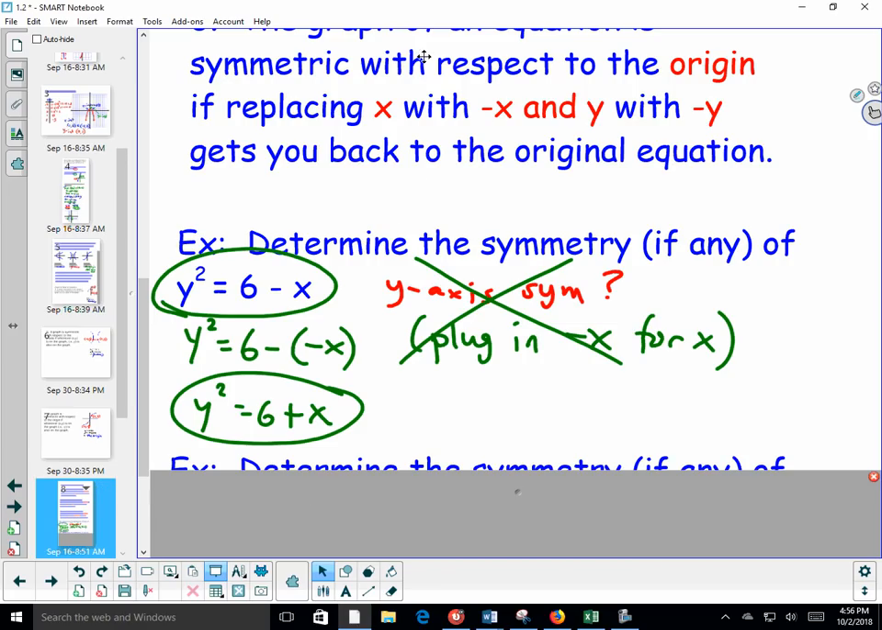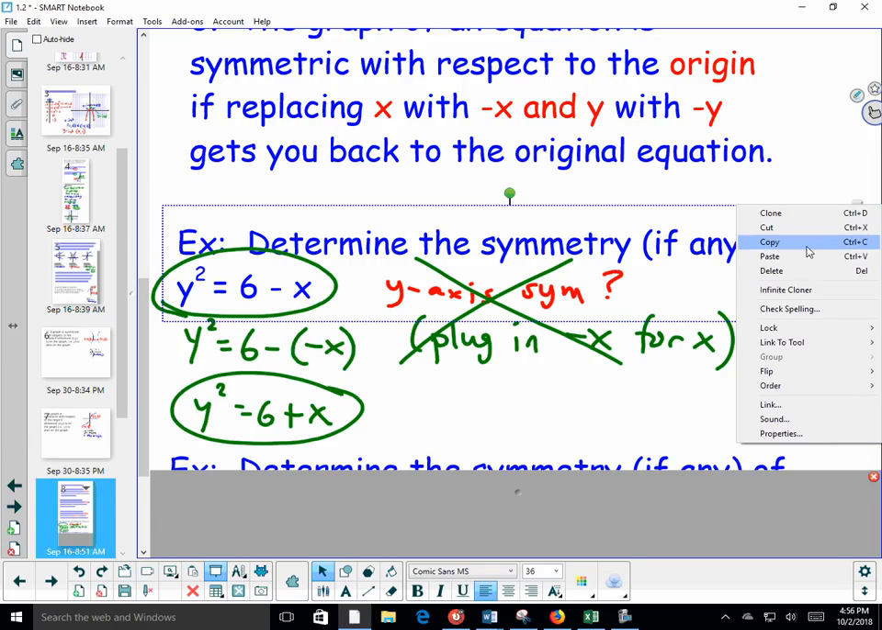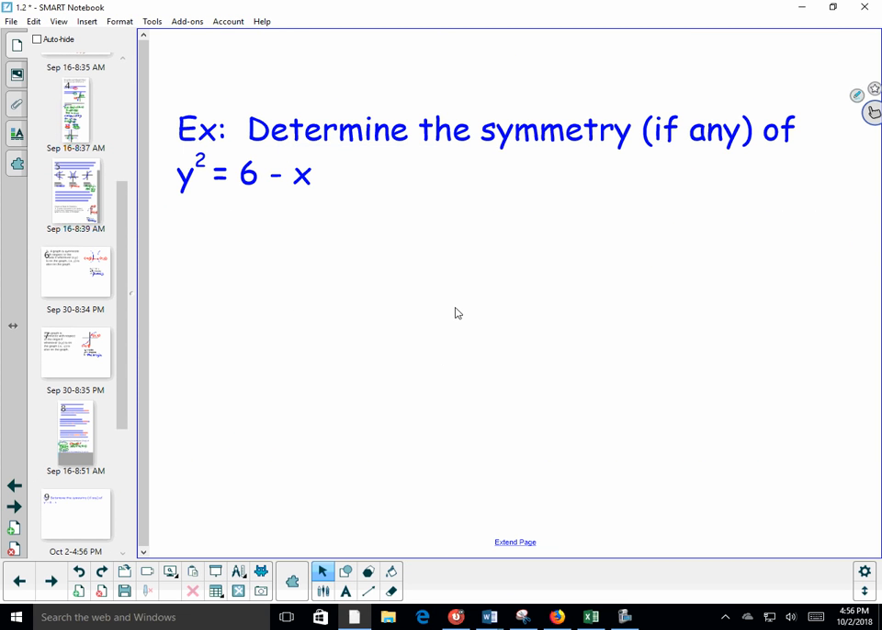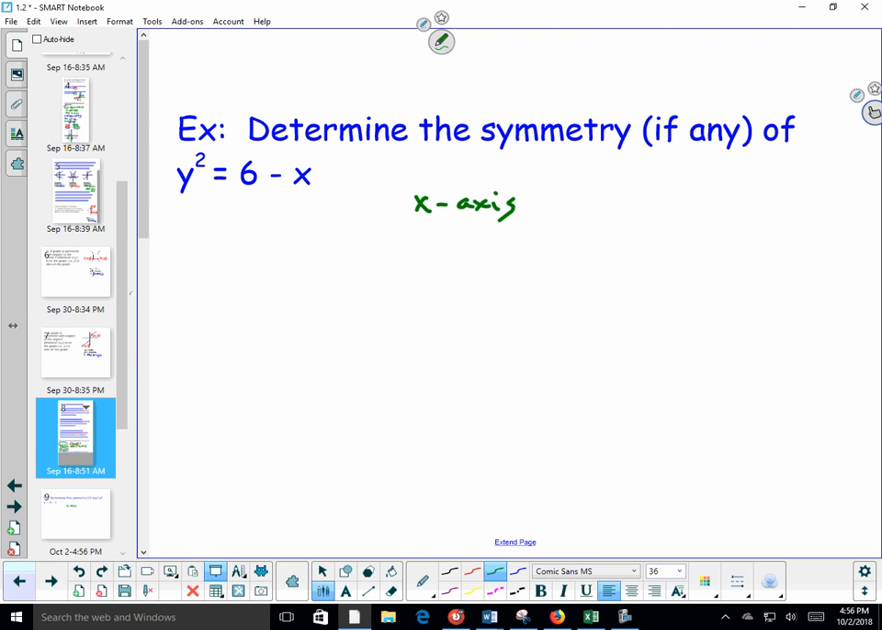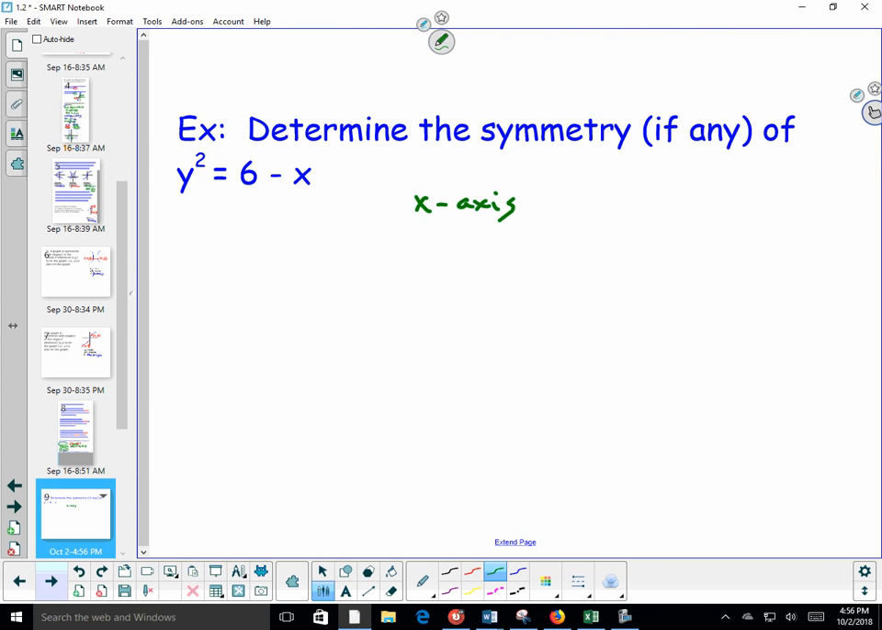So let's try that same one with x-axis symmetry. So I'm going to take that same equation and pop it on another page. So now I want to test for x-axis symmetry. That's not the one I tested for over here, is it? I can't remember. No, I tested for y-axis symmetry. So x-axis symmetry, question mark.